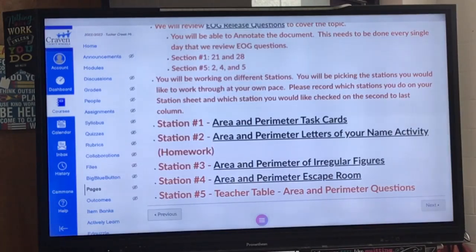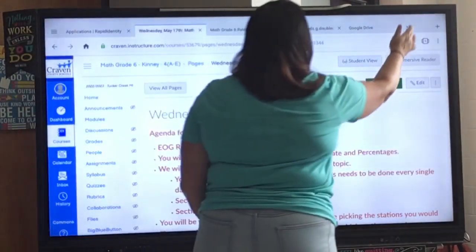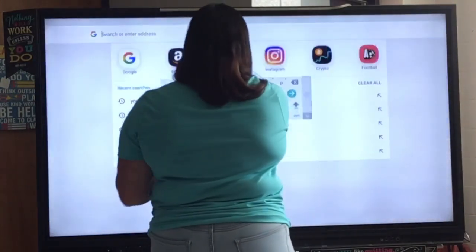You are not working as a group or partners, you're just independently working. You may work around the room. You may stay in your seat, you may move to another table. It does not matter to me. What matters to me is that you are quietly working.